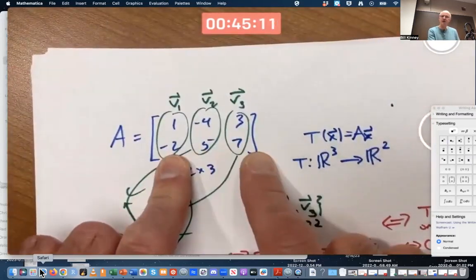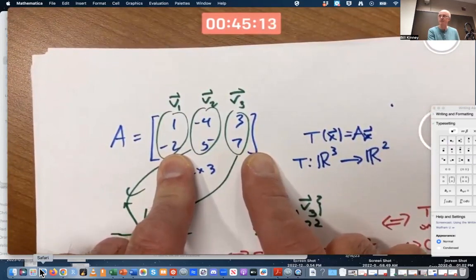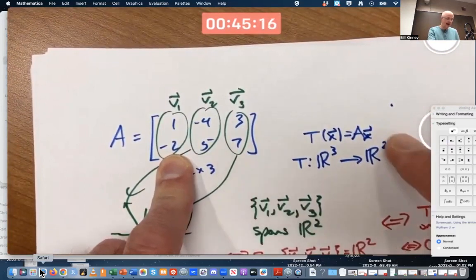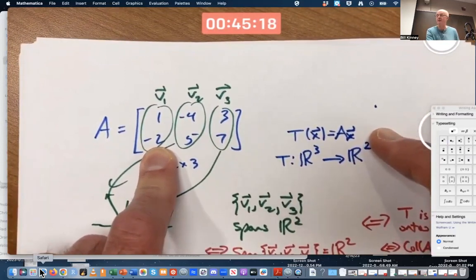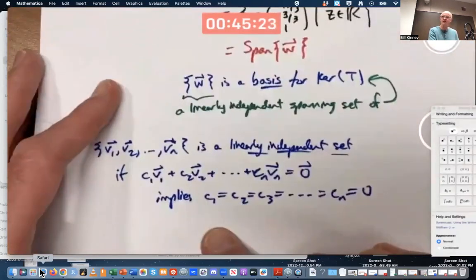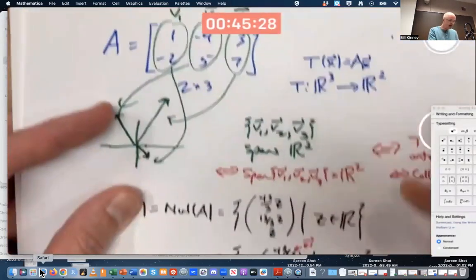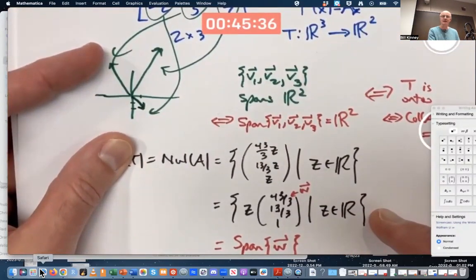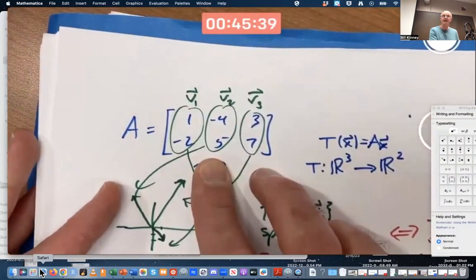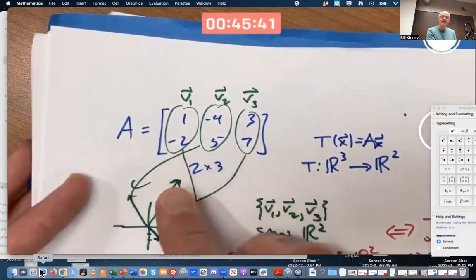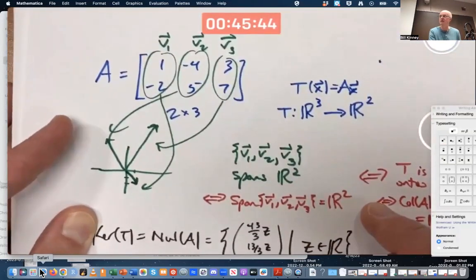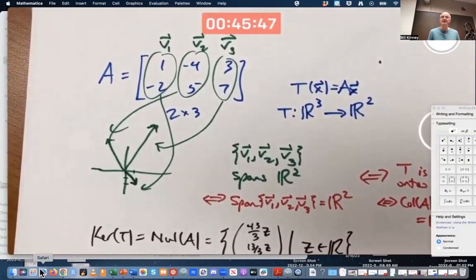If I have a linear combination of these three vectors equaling the zero vector, that's equivalent to A times x, or T of x, equaling the zero vector. In other words, solving for the C's down here in this definition is equivalent to solving for x when this equals the zero vector. And we found non-zero solutions. So this set is not linearly independent, it's linearly dependent. And therefore, these three vectors, even though they span R2, they span the plane, they do not form a basis, because they would have to be linearly independent as well. And they're not, they're linearly dependent.